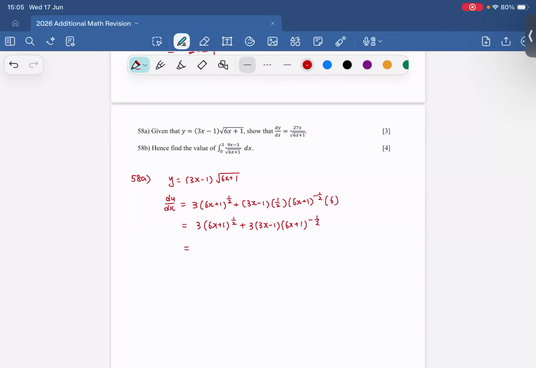Okay, then we factorize. 6x plus 1 power half and 6x plus 1 negative half, we factorize the smaller power out. And when you take out negative half from this, it just becomes 6x plus 1. Okay, negative half means your square root. Then on top is just 18x plus 3 plus 9x minus 3. So do apply your product rule correctly. Secondly, do your factorization and simplification correctly as well.